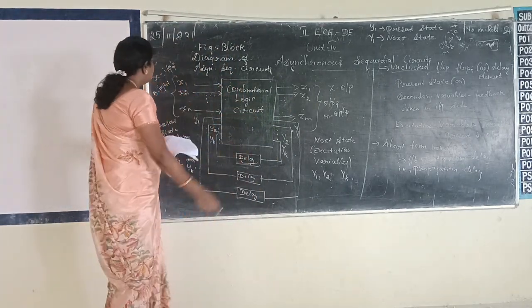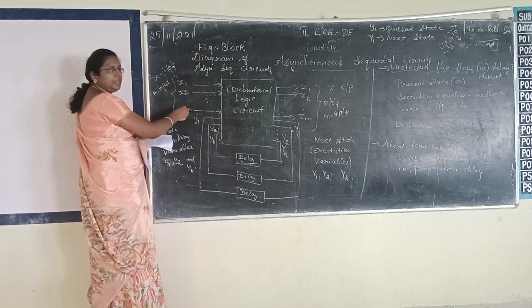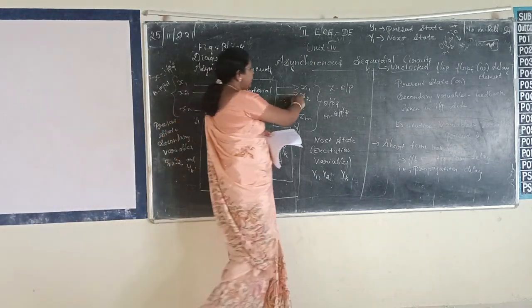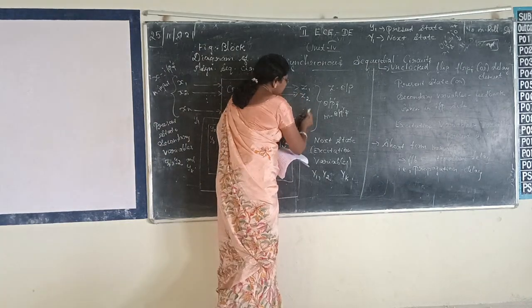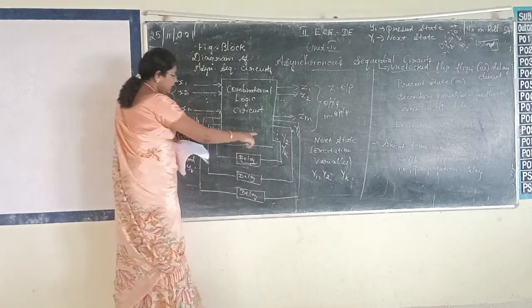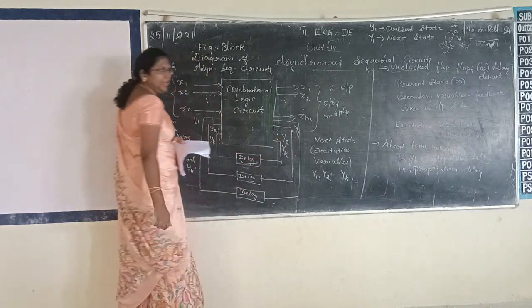Then x1, x2, x3 up to xn will be the n inputs. These are the inputs and z1, z2 up to zn will be the outputs. Here we have n number of outputs. Then this one will be the feedback path, right?